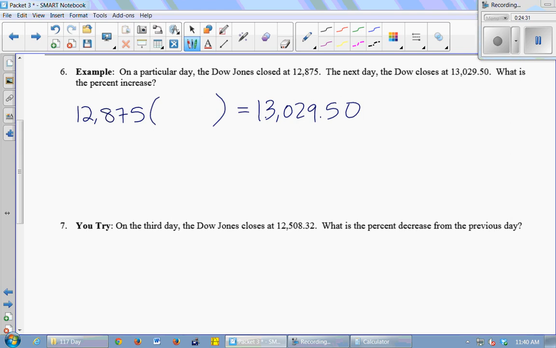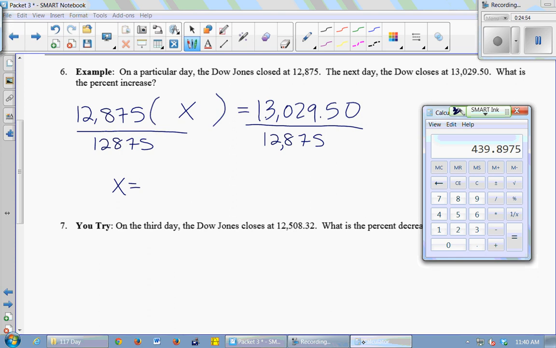So the question is, what is this number? What did I multiply by? How do I figure it out? Divide, yeah. So this is the thing I don't know, right? So I divide both sides by 12,875. And I get X is 13,029.5 divided by 12,875, and I get 1.012.